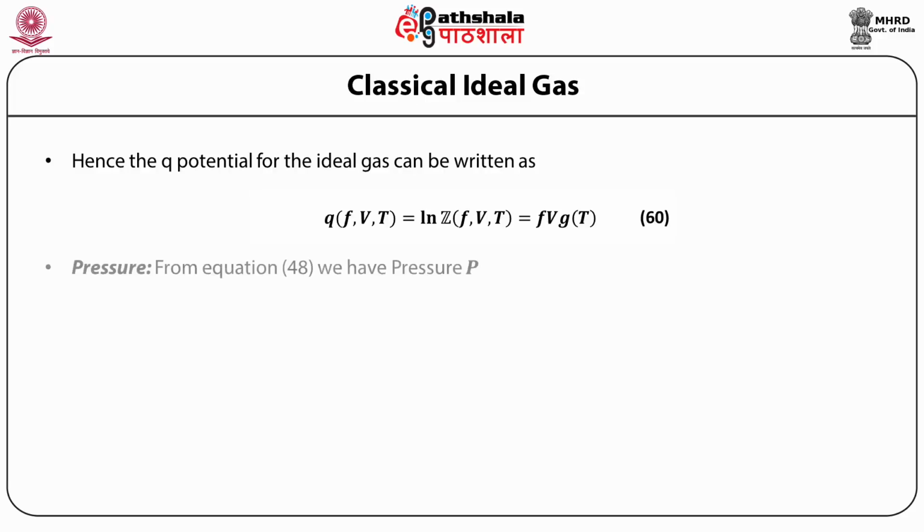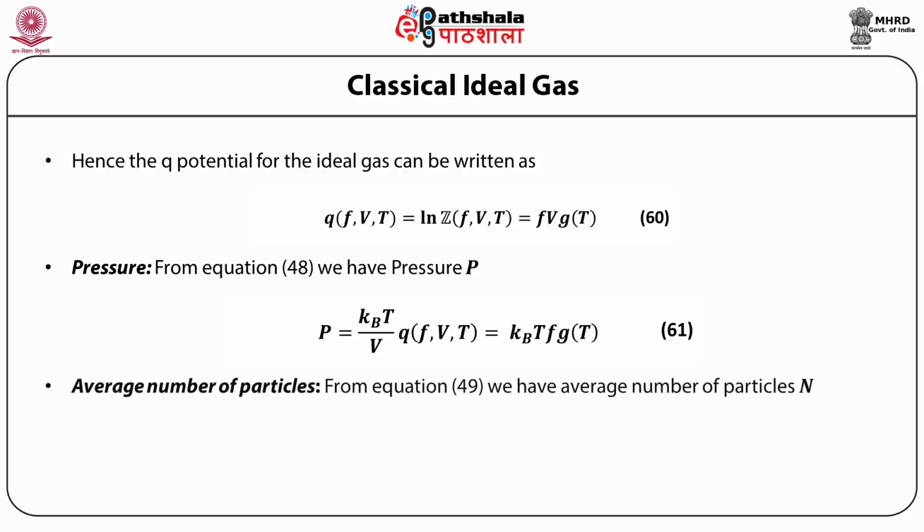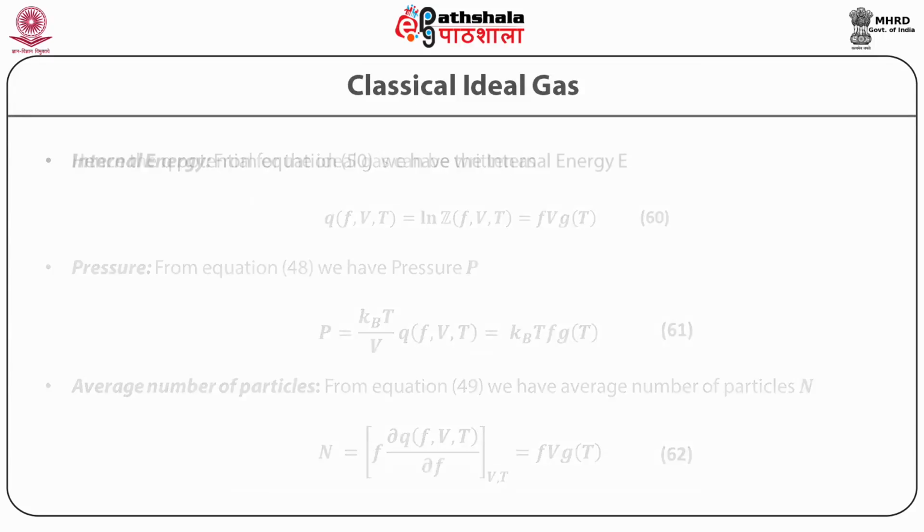Now we can also write pressure. From equation 48 we have pressure P is equal to k_BT divided by volume multiplied by the Q potential, which is equal to k_BT times fugacity times a function of T. Also, the average number of particles can be obtained from equation 49. We have the average number of particles N is equal to f times the partial derivative of Q with respect to f, which is equal to f times V multiplied by g(T). Internal energy.